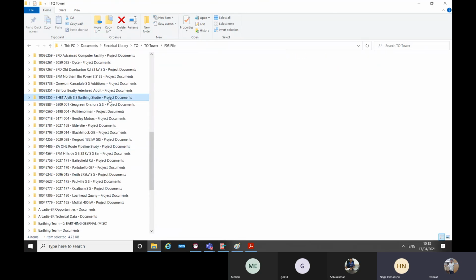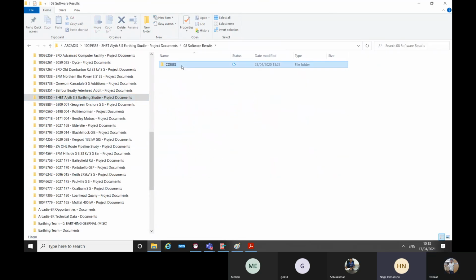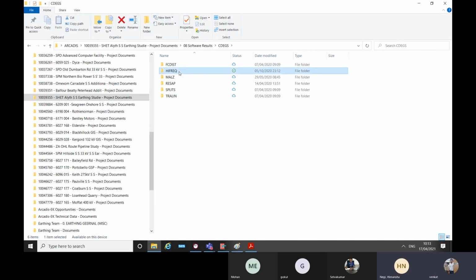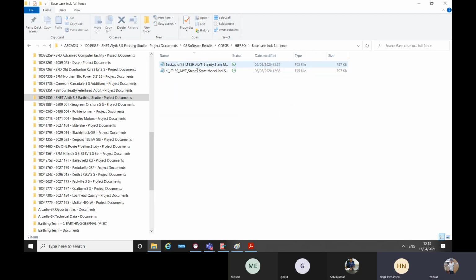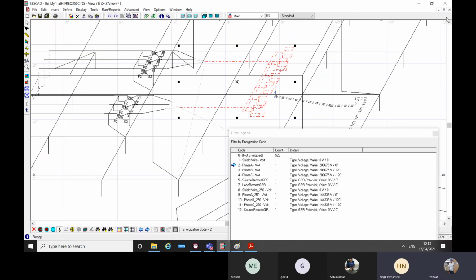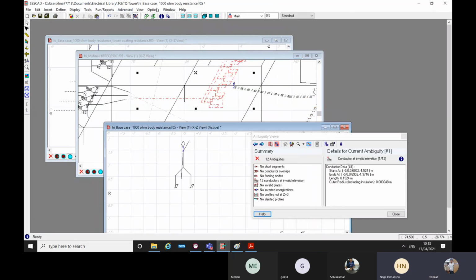If I have that. Yes, so it is just an approximation. It is not as detailed as this particular software, EMTP.